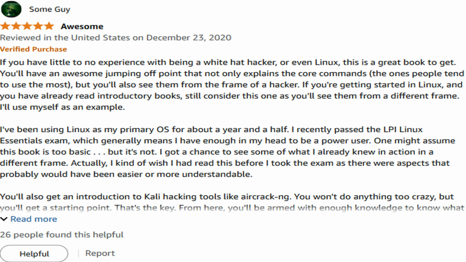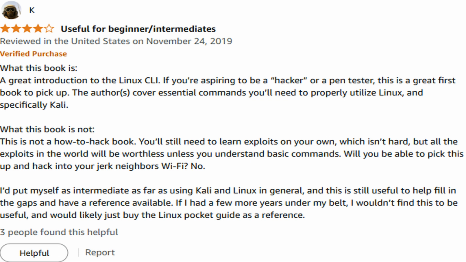Looking at the specific content covered, Linux Basics for Hackers typically includes an overview of the Linux command line interface, essential commands for navigating and manipulating files, networking concepts such as IP addressing and routing, basic scripting techniques using languages like Bash, and security principles such as cryptography and access control. The book often incorporates practical examples and exercises that allow readers to apply these concepts in a hands-on environment.